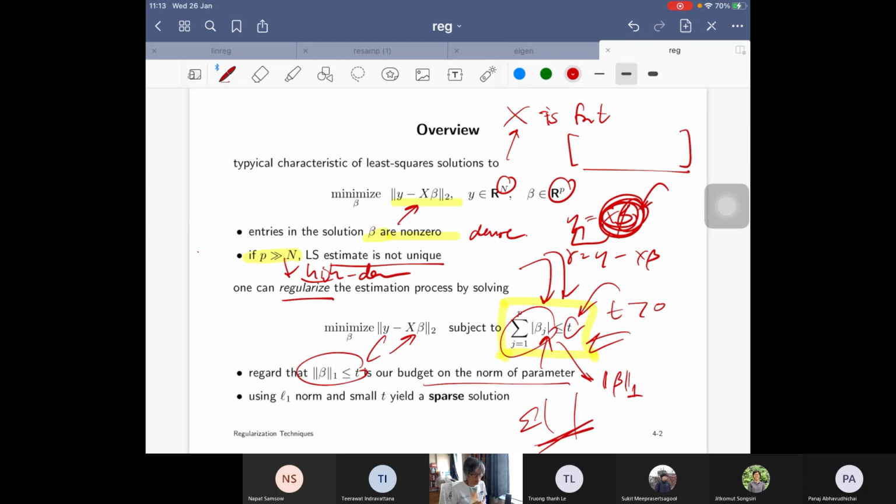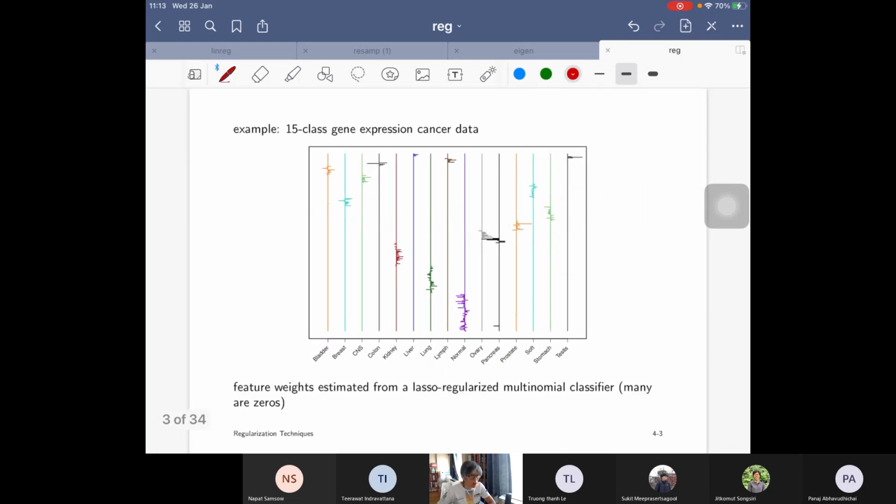By the notation of vector norm, this sum of absolute beta j is basically the one norm of beta. So the meaning is that you don't have freedom on choosing beta, but you have the constraint that the one norm of beta should be limited by a scalar t. You kind of have some budget on the norm of the vector beta. We're going to show you later that using the L1 norm here, when t is small enough, the behavior of beta is that it turns out to be a sparse solution.